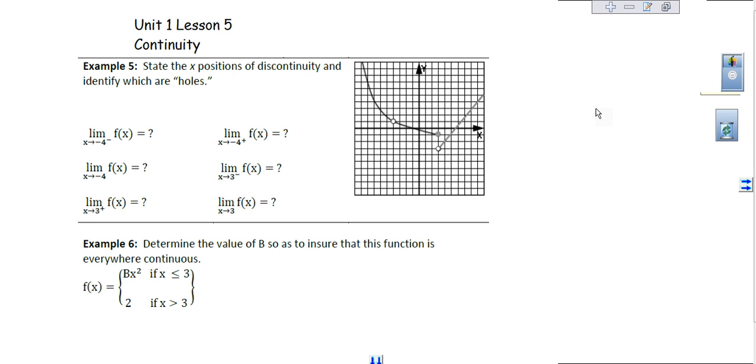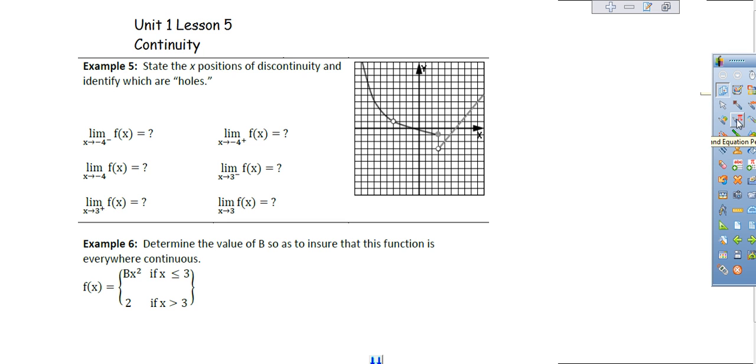Okay, I wanted to finish up the notes. We didn't get to quite finish today in class over continuity. So let's take a look at example number 5. It says, looking at the graph, state the x positions of discontinuity and identify which are holes. Well, we can do that just by looking at the graph.